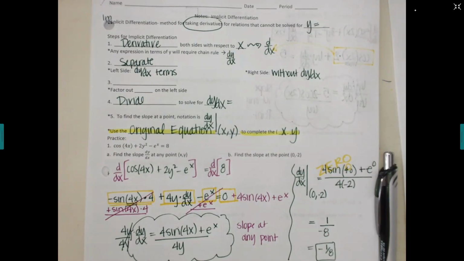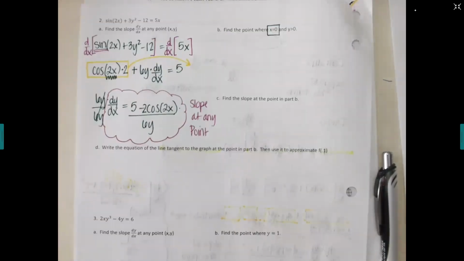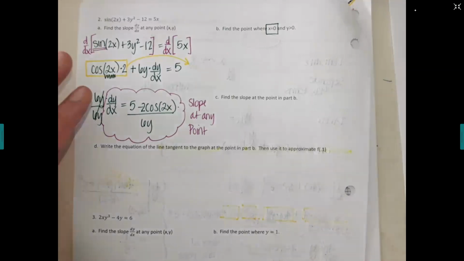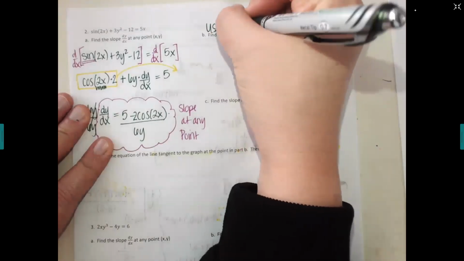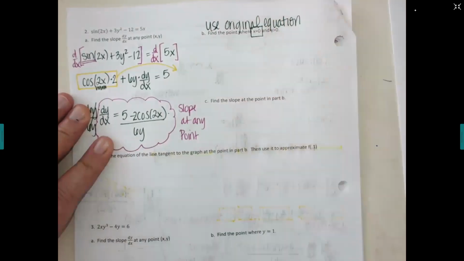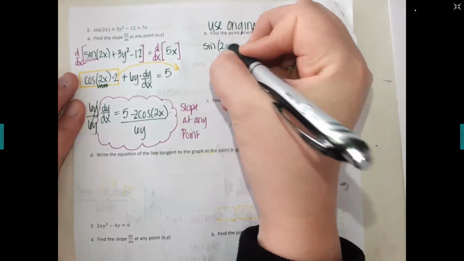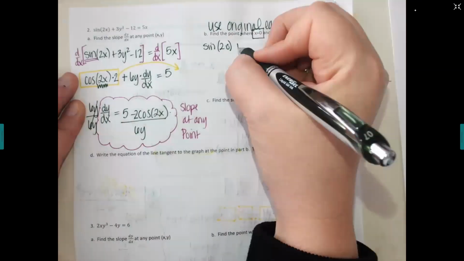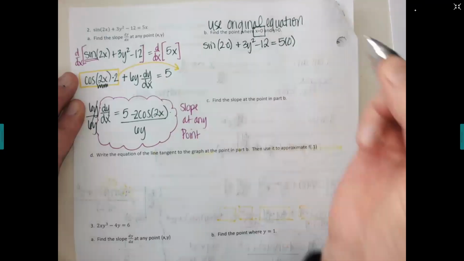They're telling me that I want my x to be equal to 0. Then I'm not going to use this. I'm going to go back to the original. So in the original equation, plug in a 0 where your x is, we're going to solve for y. So I'm going to put here, use original equation. So it was originally sine 2x. Now it's 2 times 0 plus 3y squared minus 12 equal to 5x, which is now 5 times 0.